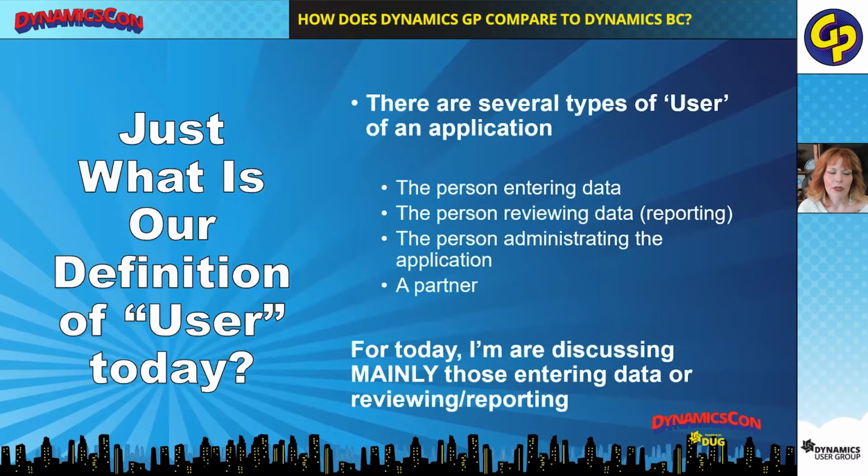Let's define users. I said it's $3,500 for GP licenses. It's $70 for BC licenses. For our purposes today, a user is someone who gets in, is transacting, or has to get into BC to configure reports or anything like that. That could be somebody administering the application, could be your partner, but you want to make sure you buy enough licenses that everybody in the organization can get to that.